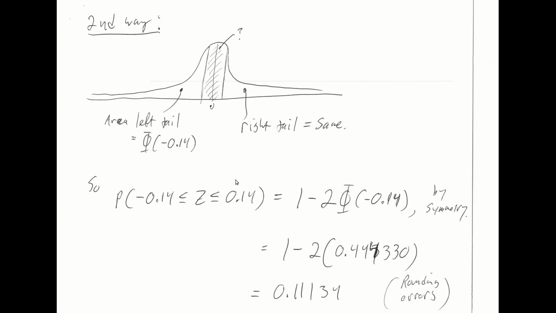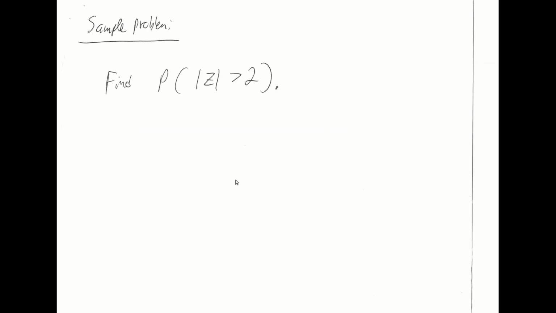Our chart values are approximations, and there could be some rounding errors involved, and that's why I'm not getting the same thing done these two ways. If you get the same thing and you see a mistake I made, feel free to let me know and I'll correct the lecture. Alright, so that was a sample problem. Let's have you folks do another sample problem.